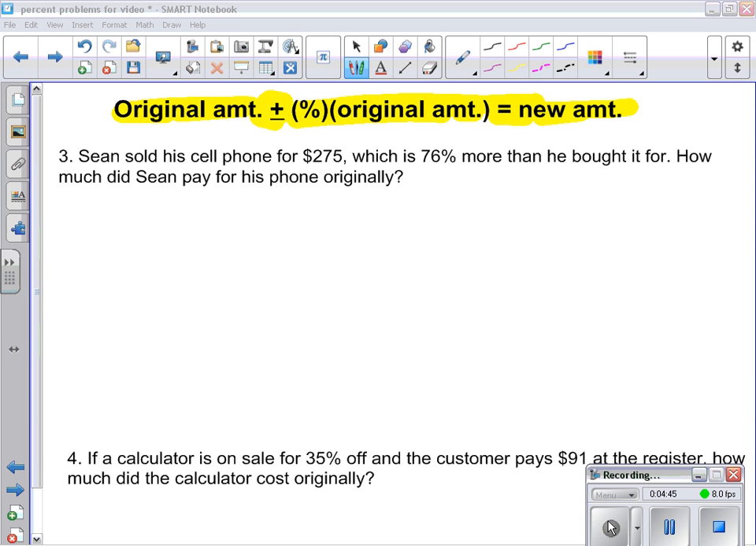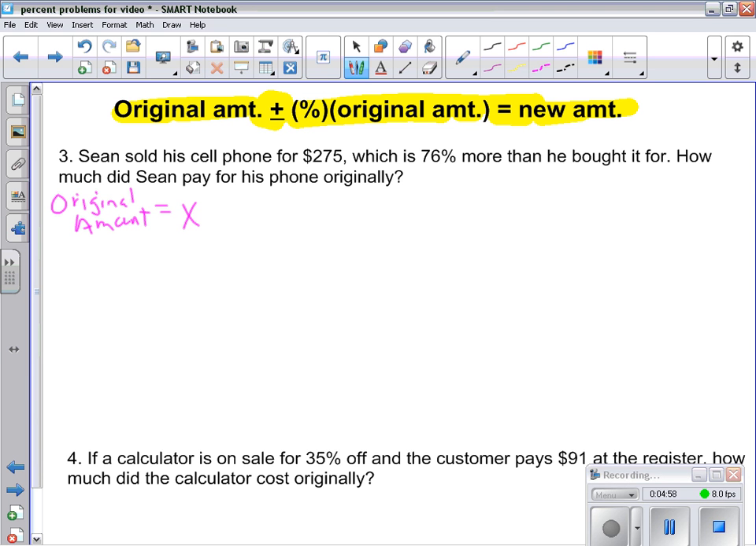Now you notice in this particular problem, we have no idea what he originally paid for it. So this time, our original amount is going to be our variable. So the original amount, I will say, is going to equal x. So when I go through and use this formula, the original amount is X, so I'm going to write X plus the percent, which is 76%, so it's increased by 76% of the original amount. Well, once again, the original amount was X, so X plus 0.76X. And that's going to be the new cost, which is what he sold his phone for, which is $275.